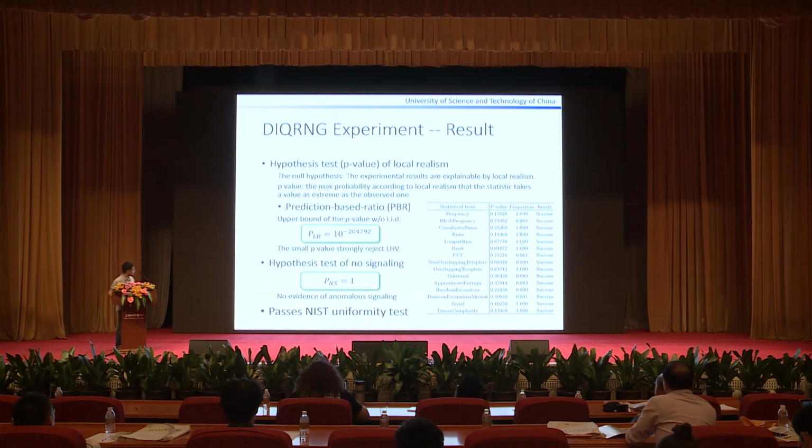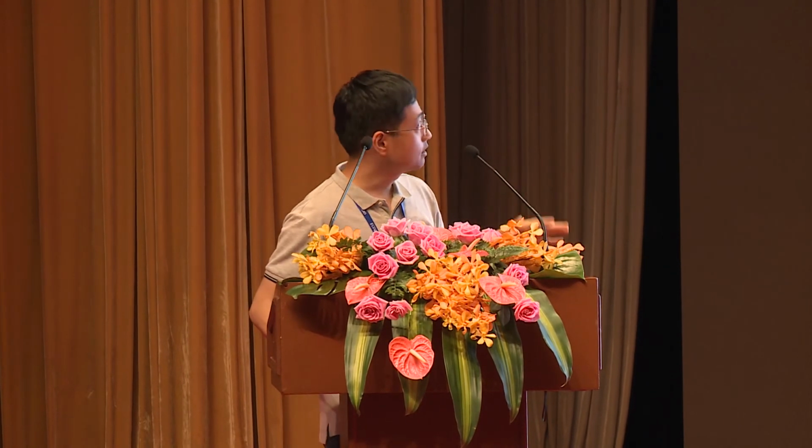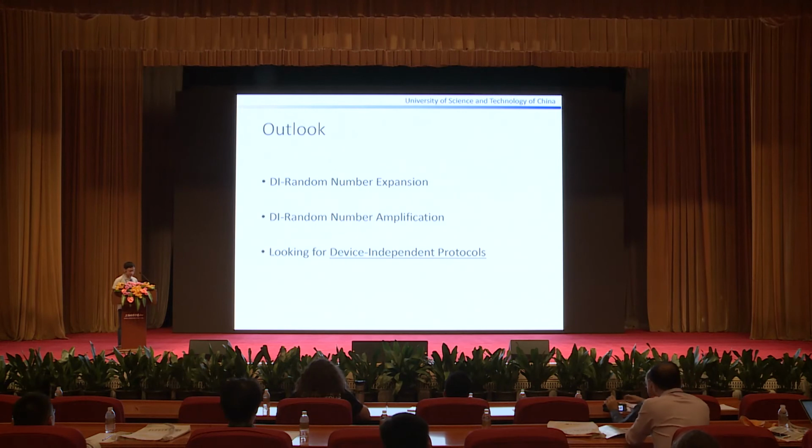We also did a hypothesis test of no-signaling. The result tells us there is no evidence of anomalous signaling. And here is a very short outlook to the next step. The plan is to do the full random number expansion and hopefully amplification. And next, we are looking for different kinds of device-independent protocols that can be done in our experimental setup.